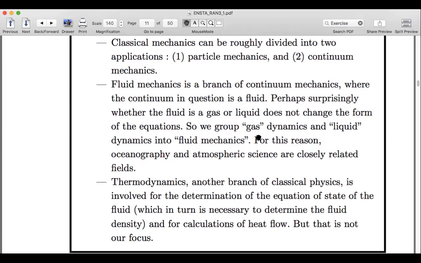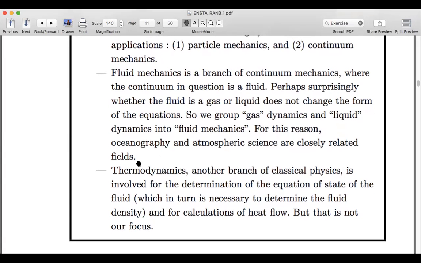So we group gas dynamics and liquid dynamics into fluid mechanics because they behave essentially the same, and that's the fundamental reason why oceanography and atmospheric science are actually very closely related fields. Most scientists like to distinguish: my field is really different from this other field. It's a little bit like countries, you know, like Canadians like to say they're very different from Americans, but even if they're not. But in this case, as an oceanographer, I want to say we're actually very close to atmospheric scientists.